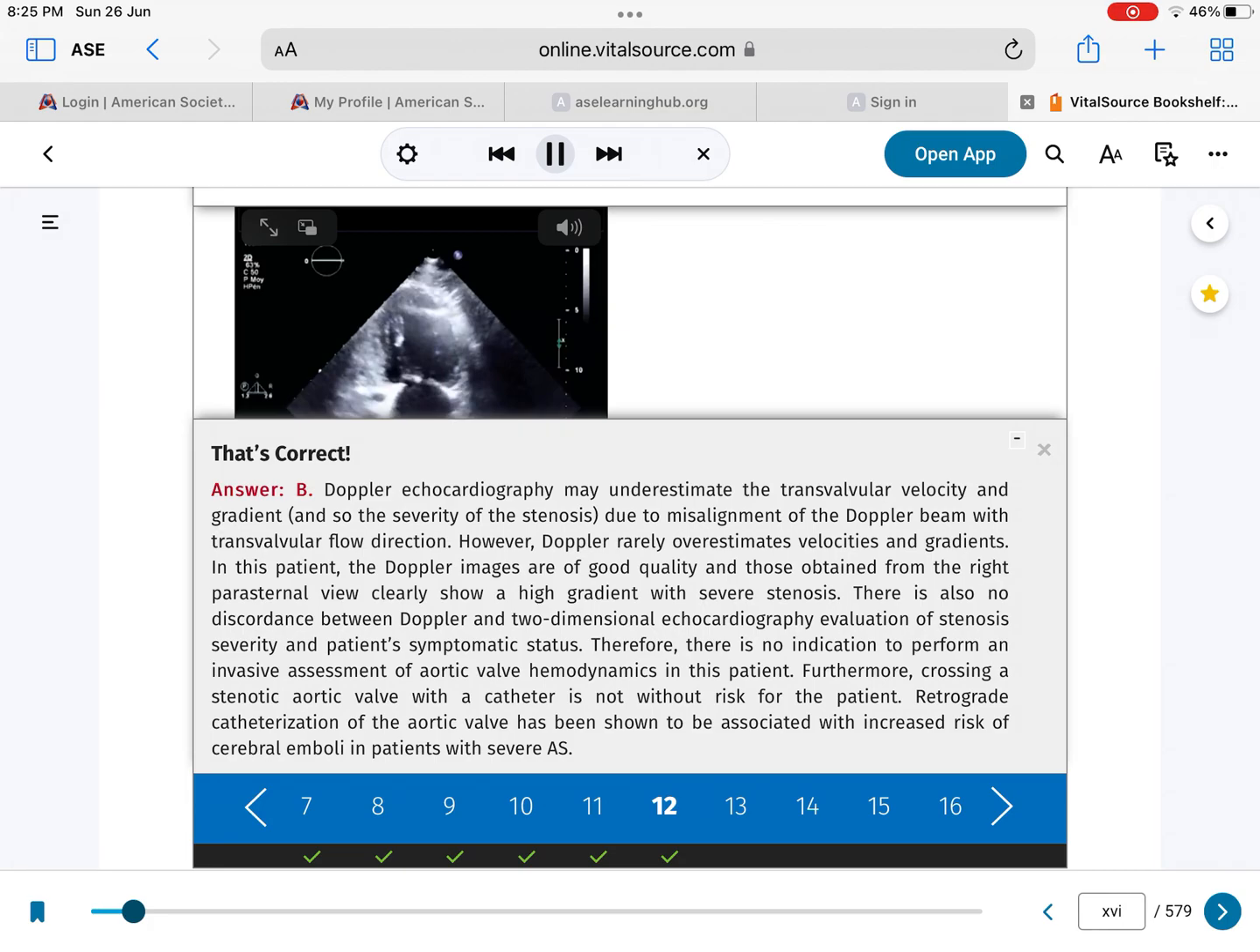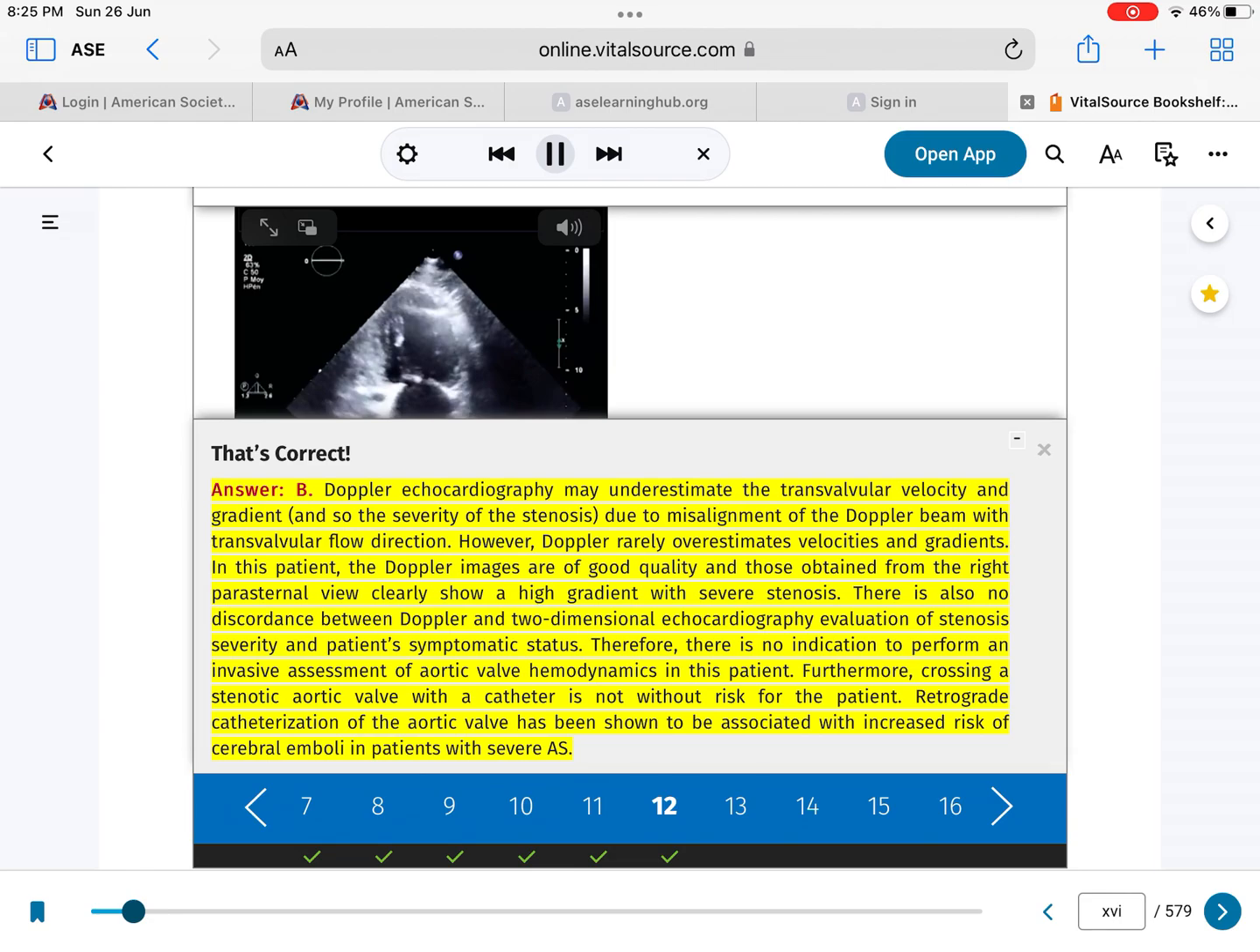The patient above underwent coronary angiography to assess presence and severity of coronary artery disease prior to AVR. At that time, should the interventional cardiologist systematically cross the aortic valve and reassess the valvular hemodynamics? A. Yes. B. No. That's correct. Answer.